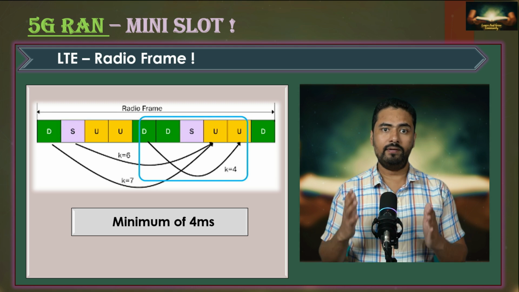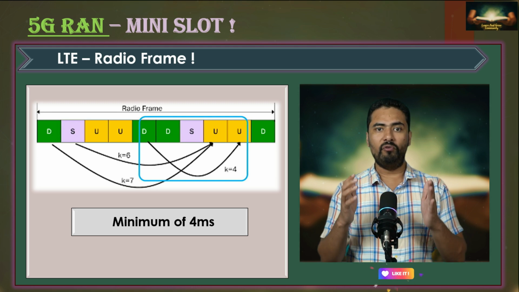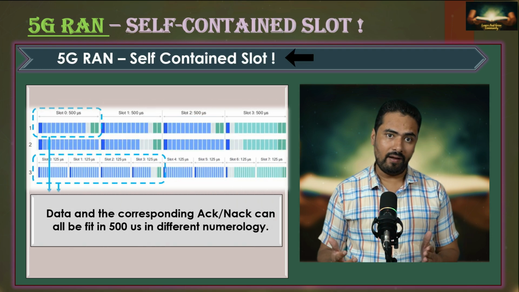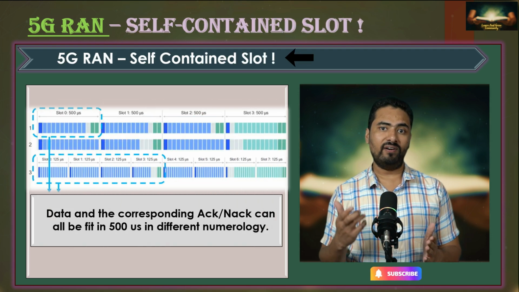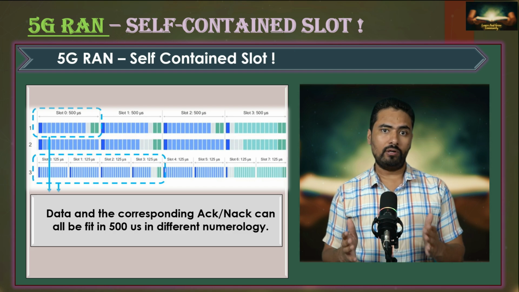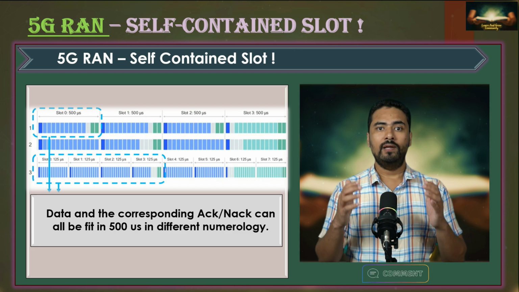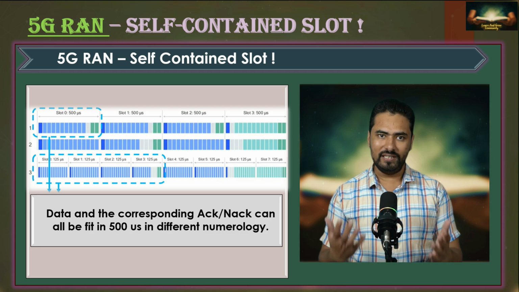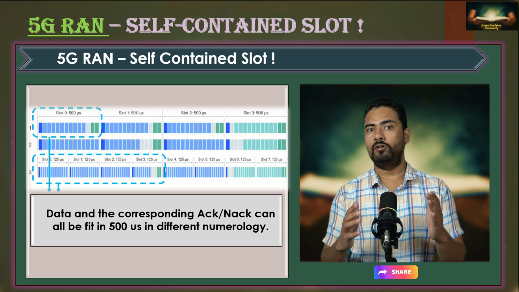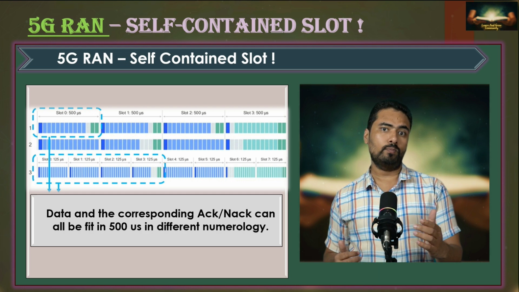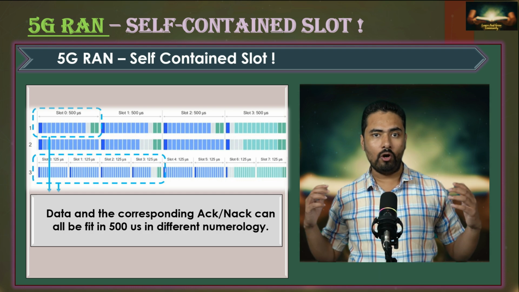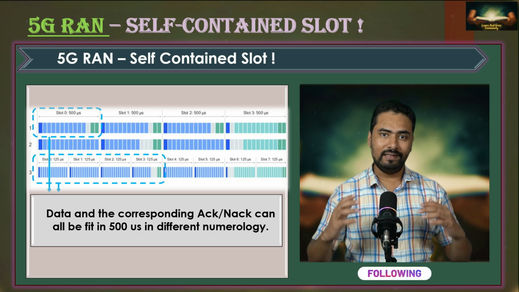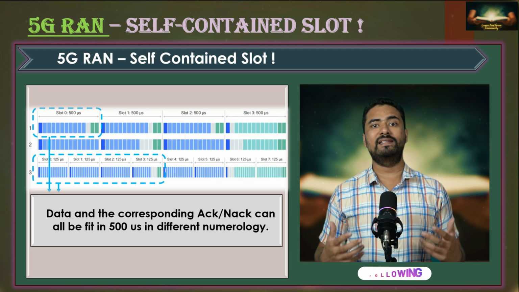In 5G NR, this delay can be significantly reduced, which makes it more suitable for low latency applications. So 5G NR introduced the concept of self-contained slots. This self-contained slot allows more efficient data transmission, especially in TDD systems, or time division duplex systems. This means that within a TDD band, the downlink data, guard period, and the corresponding ACK or NACK notification can all be accommodated within a 500 microsecond slot. Now, depending on the numerology, this entire process can be completed within a single slot.